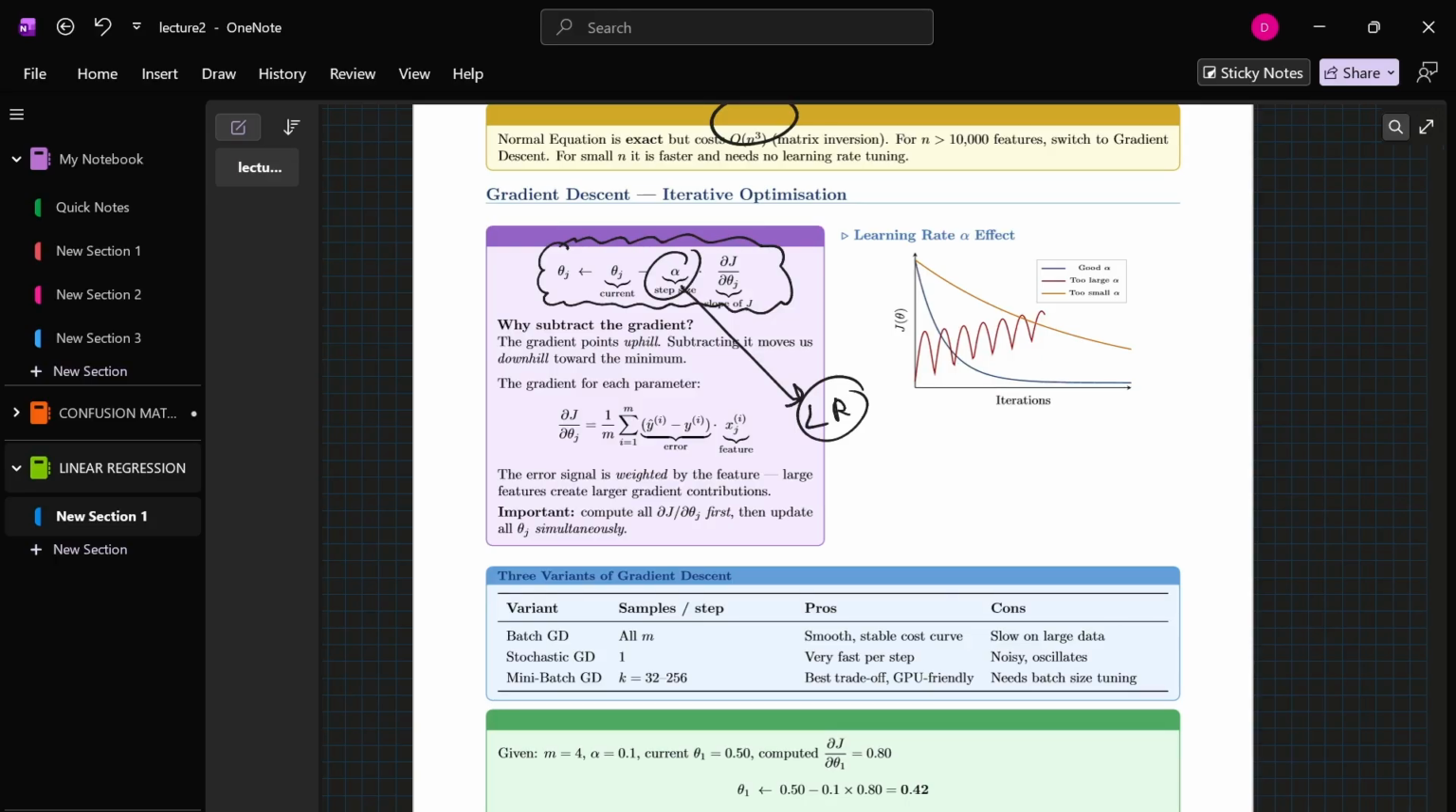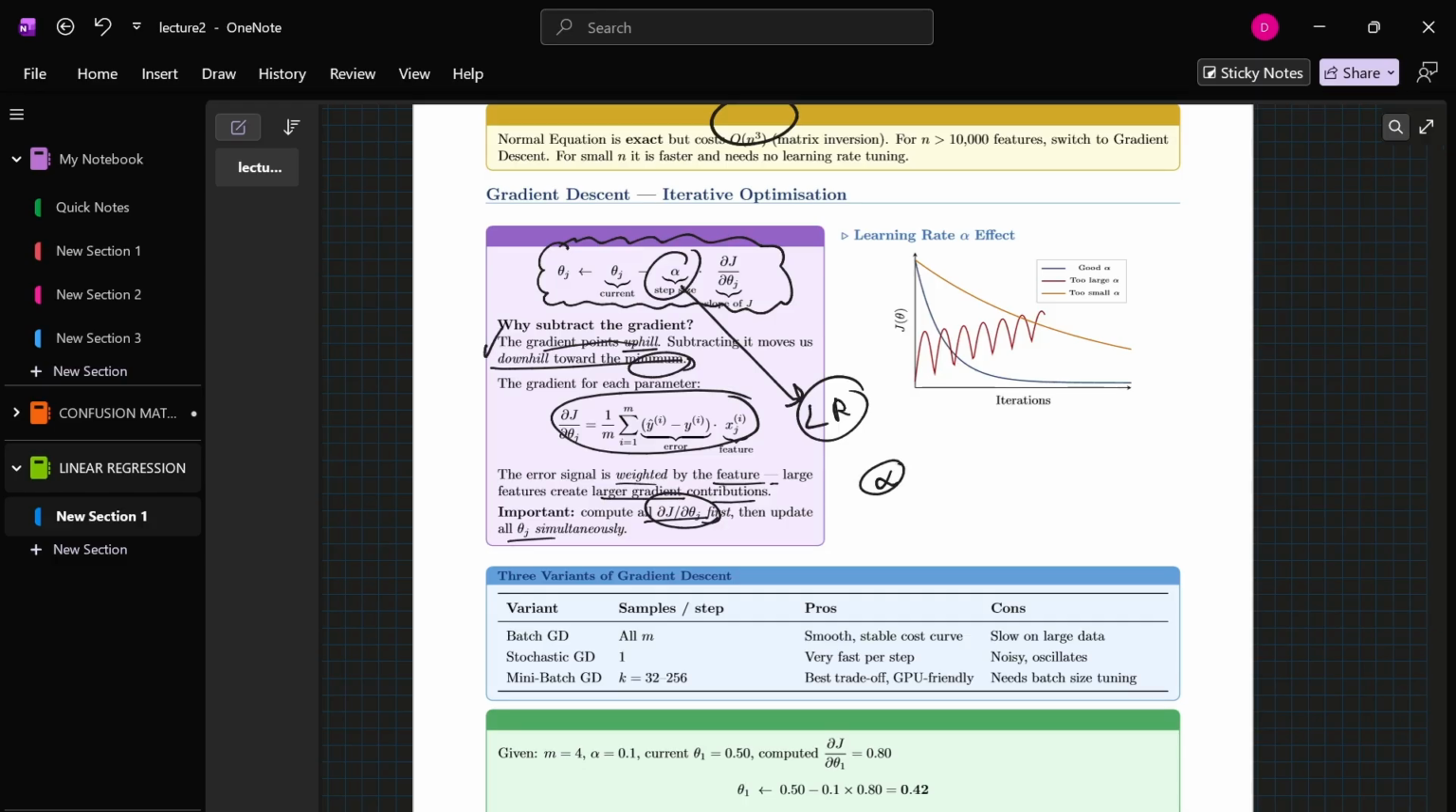It's the step size for the differentiation of the cost function with respect to theta. Now, why are we subtracting it? The gradient always points uphill on the cost surface, but we want to go downhill, so we subtract it. Now we write the complete formula again. We can notice here that the error signal gets weighted by a feature value, as we have seen in the previous video also.